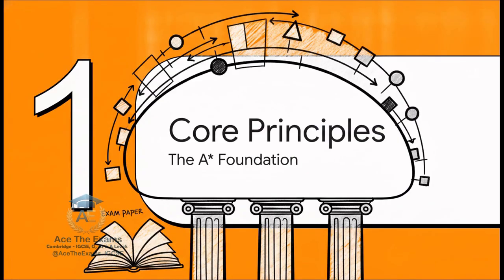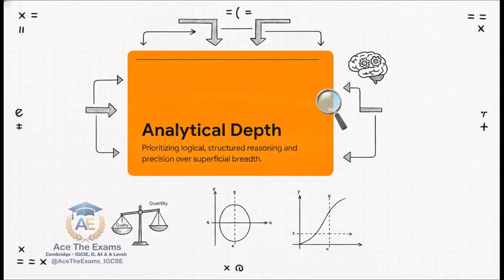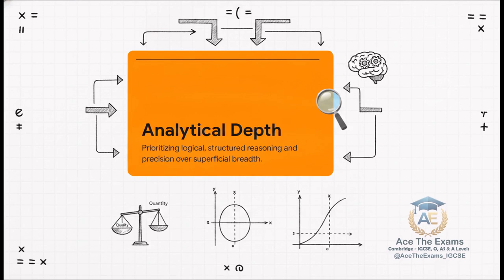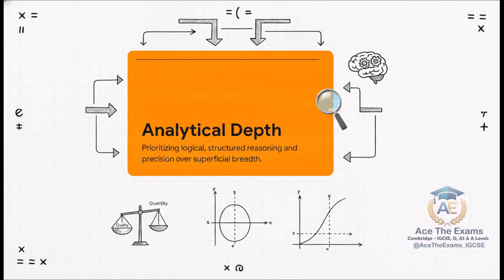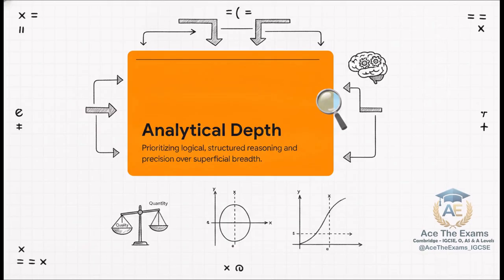Section 1, Core Principles and Building That A-Star Foundation. The assessment framework prioritizes this specific type of analytical depth. Examiners aren't looking for everything you know. Remember Alex? They want to see how logically you can structure your reasoning. Academic benchmarks for explaining why a function lacks an inverse require you to prioritize precise definitions and causal relationships. You can't just write a paragraph hoping you hit the right keyword. You need a targeted, structured argument.